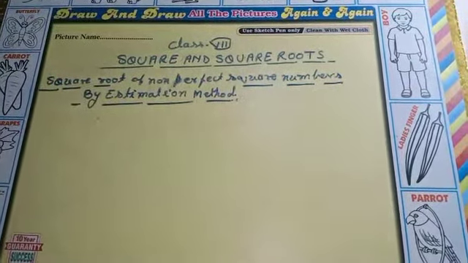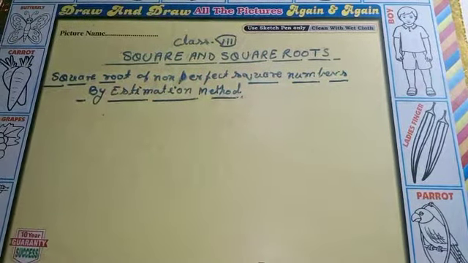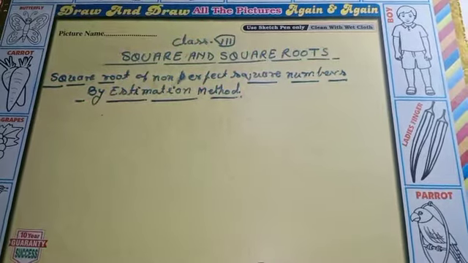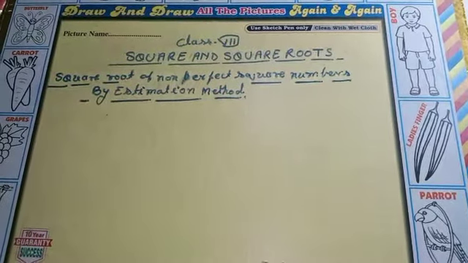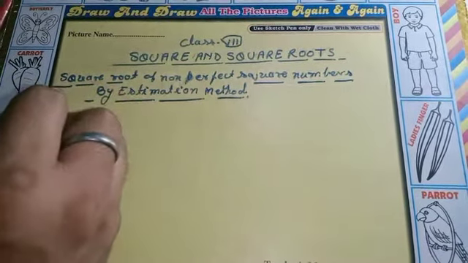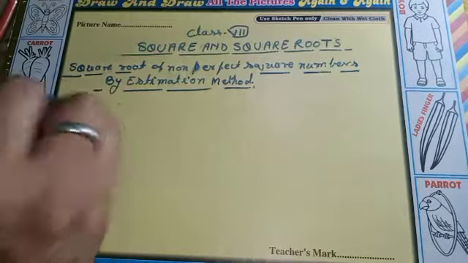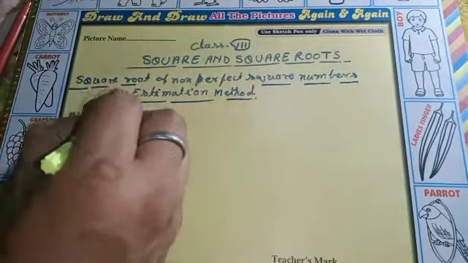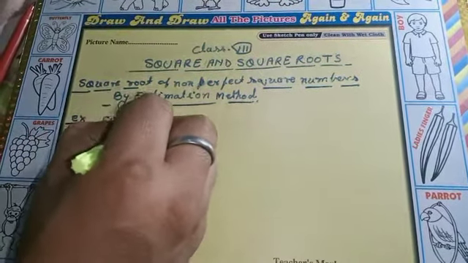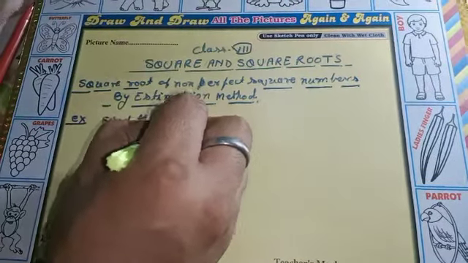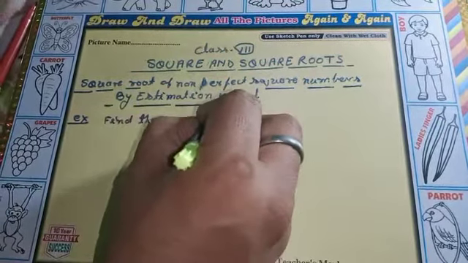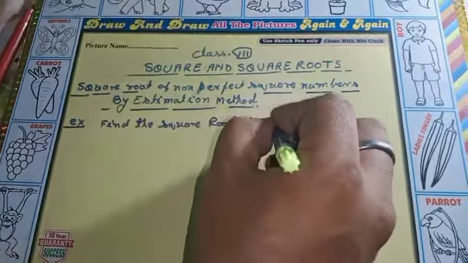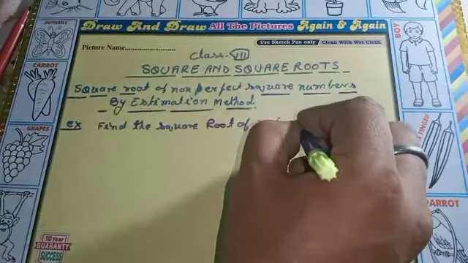Now next, square root of non-perfect square numbers by the estimation method. Which method? Estimation method. Now see the example. Find the square root of 10 by the estimation method.